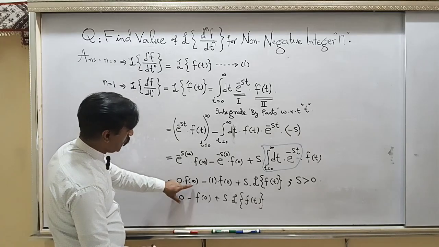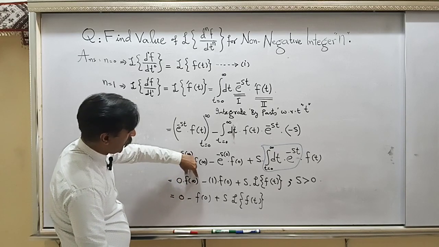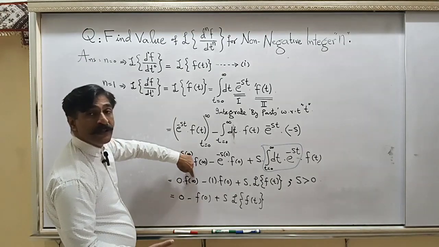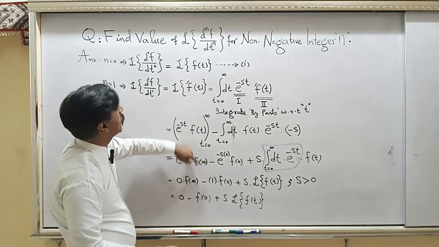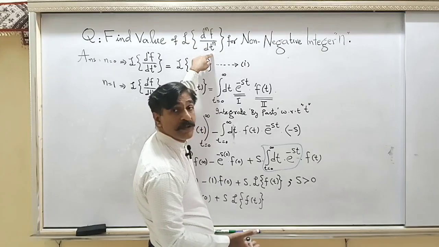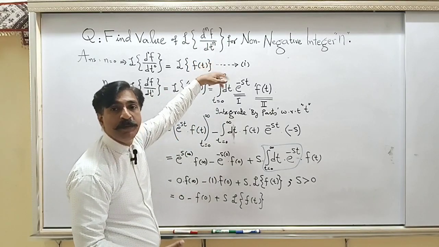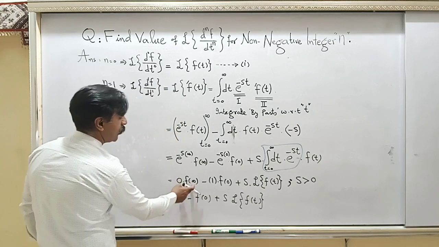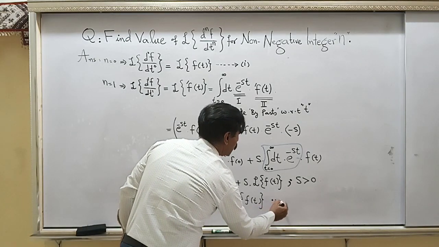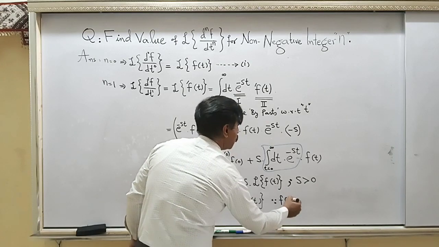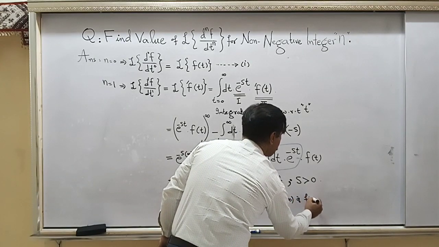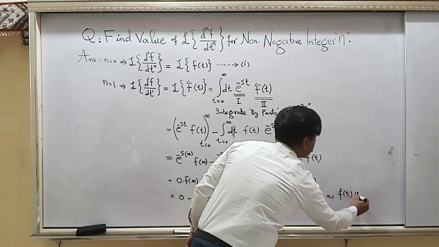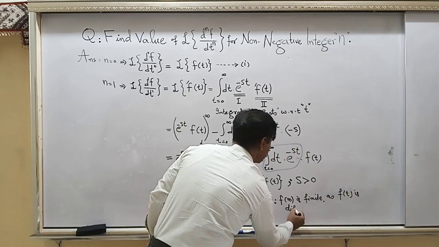And this 0 multiplied by this 0, meaning this f(infinity), is finite. The value of the function at infinity should be finite because f is a differentiable function. So the function which is differentiable will be continuous, and continuous functions have always finite values. So you should mention here, because f(infinity) is finite as f(t) is differentiable.